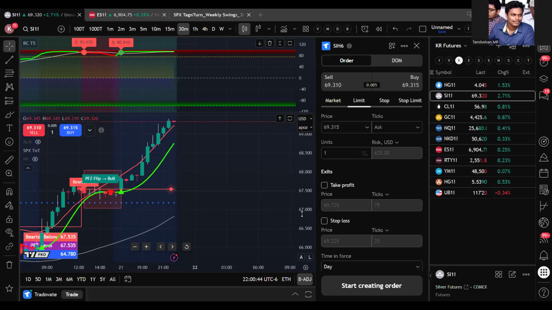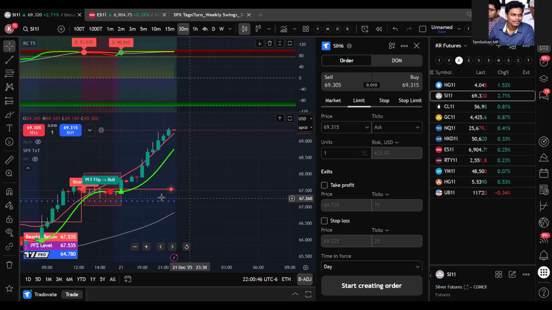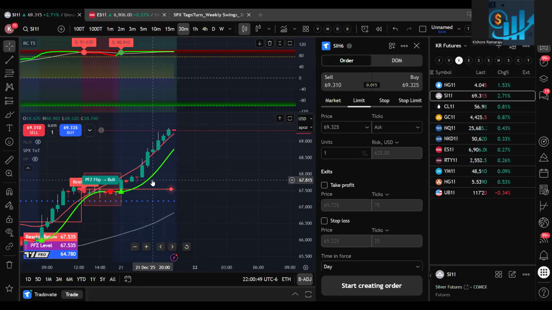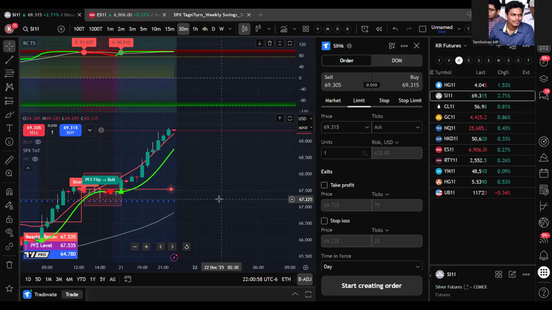$1,000, $2,000. It may drop, but if you have a small account and you are holding, then it will hit your margins. They'll automatically close your trade with a bigger loss.